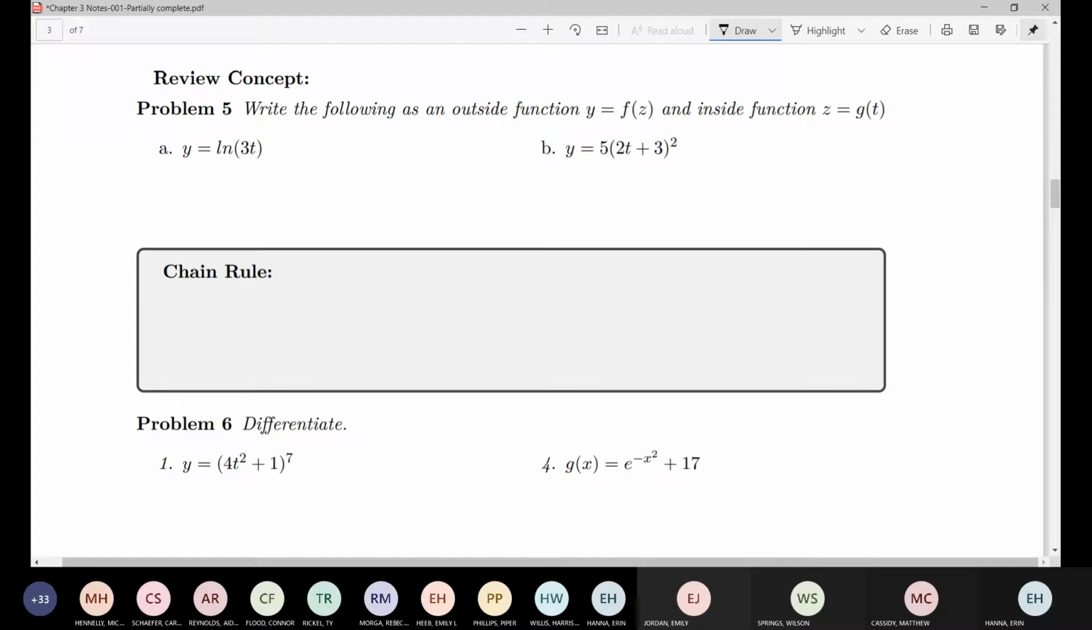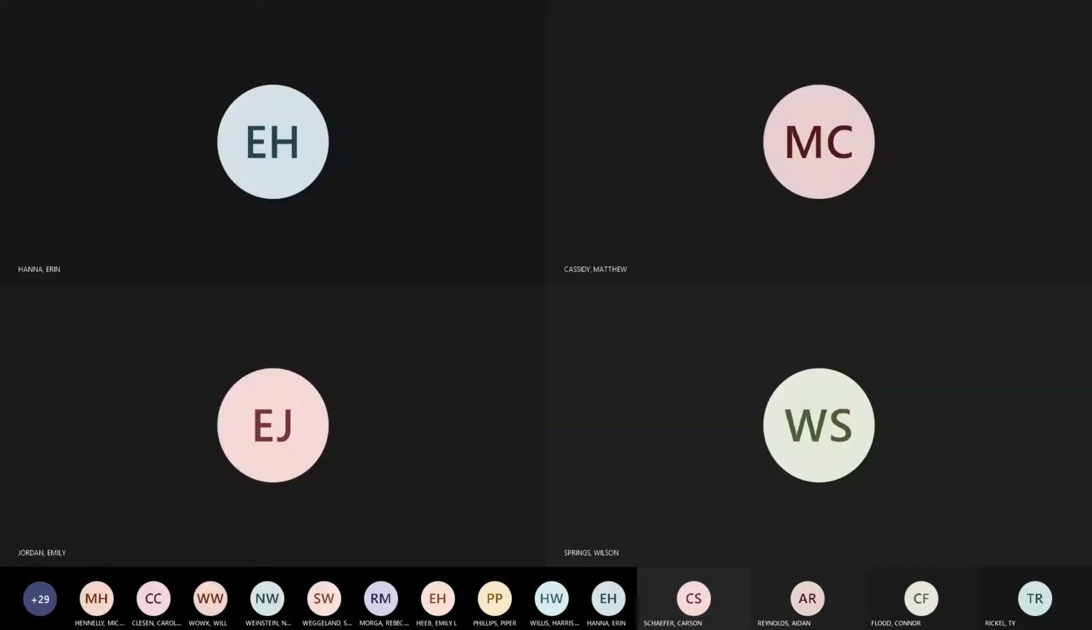So I can reshare it. Wait, what? It's on someone else's screen. Let me just try resharing the screen and see if that helps.